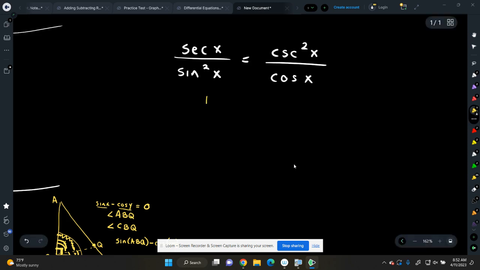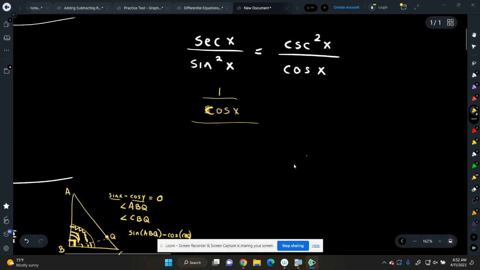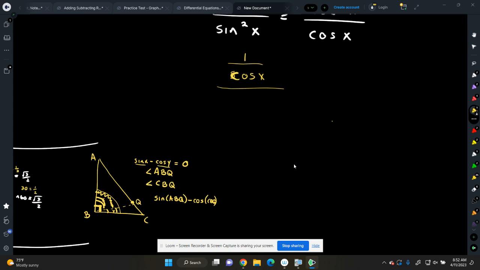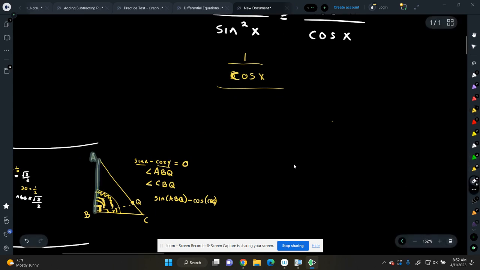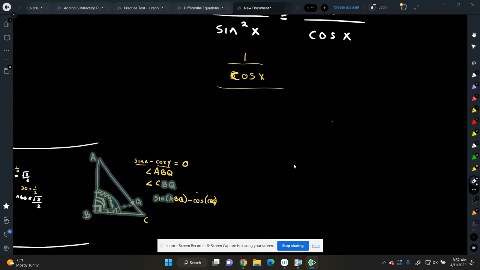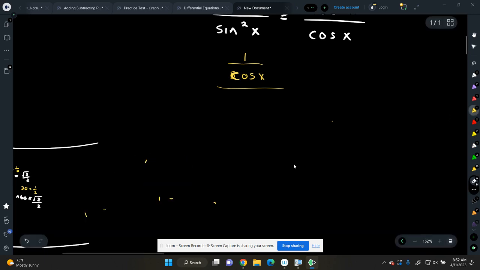1 over cosine. Sorry, 1 over cosine. All right? What do we know about sine, or sine squared, I should say? One minus cosine squared. Good. Okay, so let's rewrite sine squared as 1 minus cosine squared x.